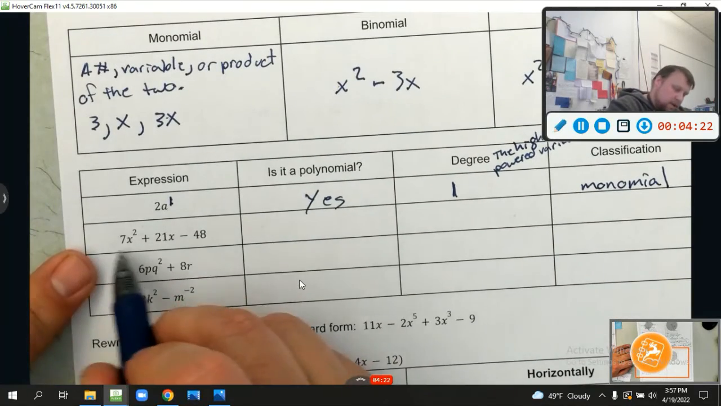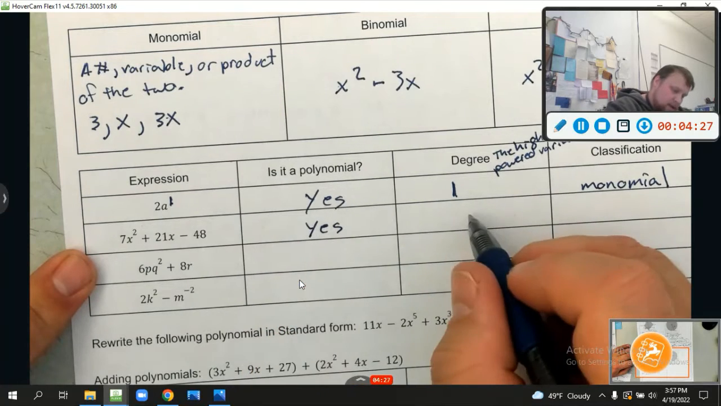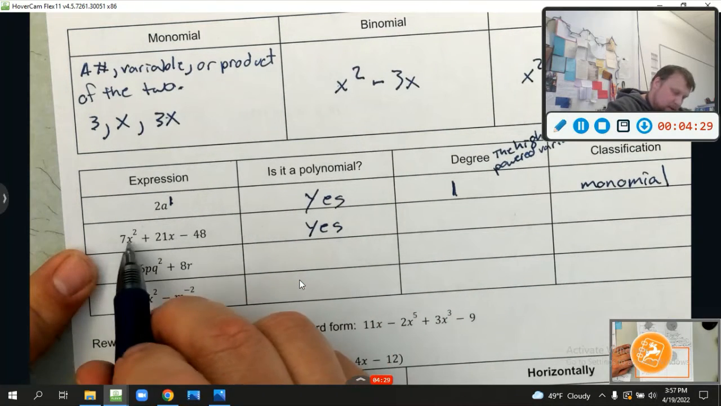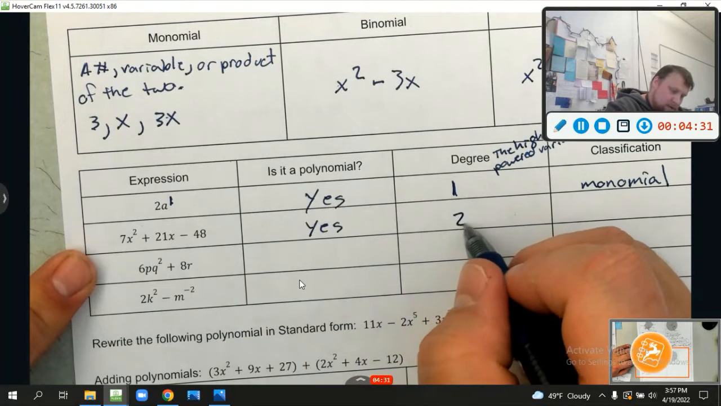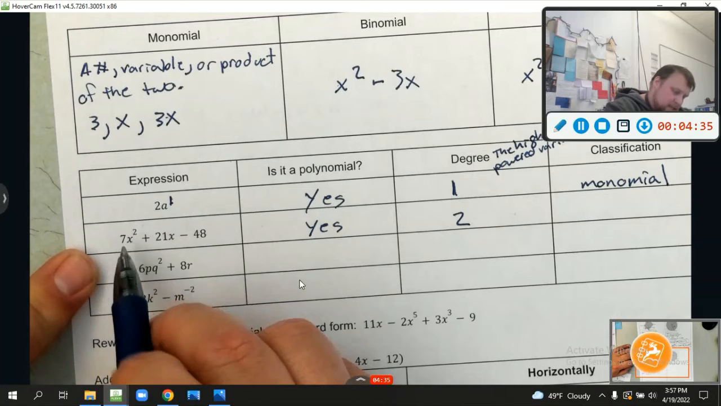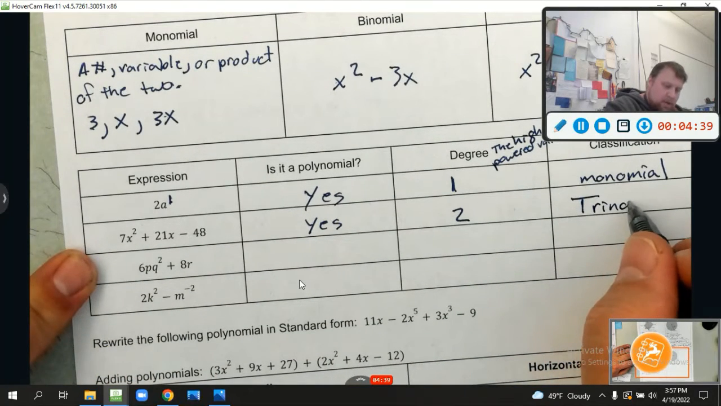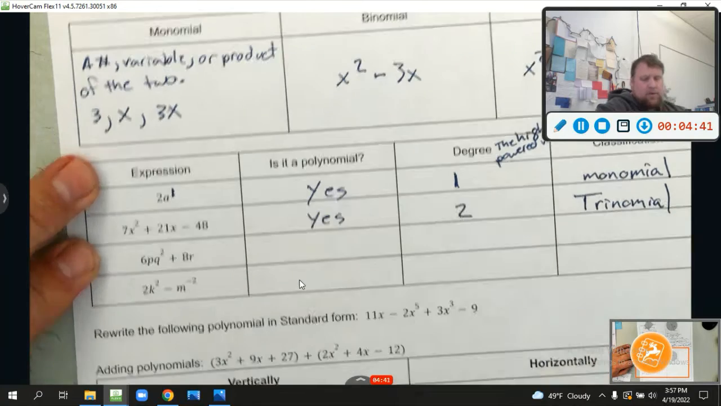Let's try this one. Is this a polynomial? Yes. Degree, well, what's the highest power? It's x to the second, so 2. It's a second degree polynomial. And then last but not least, it has 1, 2, 3 terms, so it is a trinomial. Go ahead and pause this, see if you can get the last two. Ready, set, go.